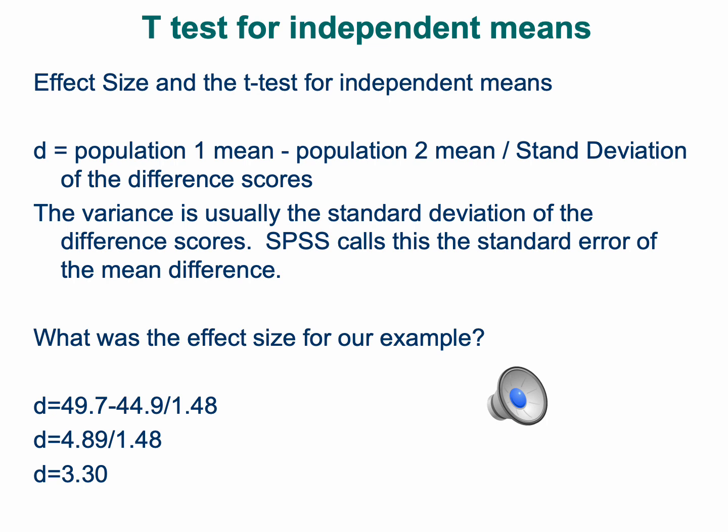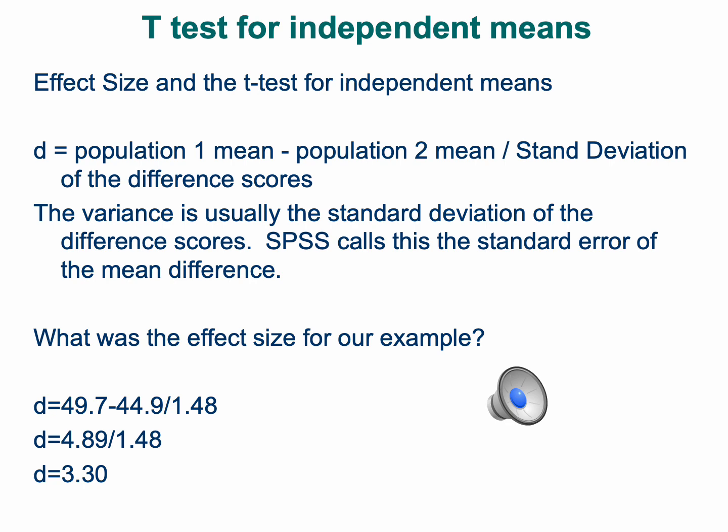Basically, it's a ratio of the mean difference to the variability in the difference scores. So D is equal to population 1 mean minus population 2 mean, divided by the standard deviation of the difference scores. Because now we're subtracting two means, the variability is going to refer to the variability of the distribution of difference scores.